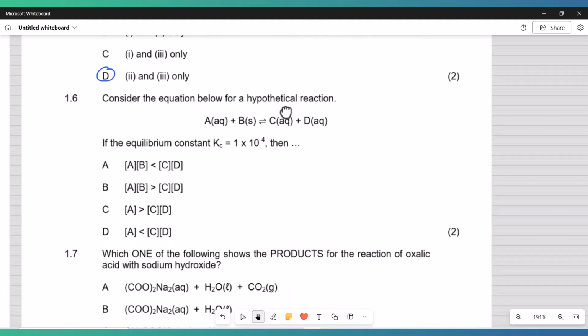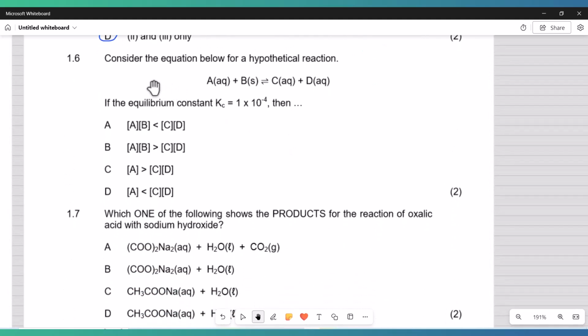Let us proceed here. 1.6. They say that consider the equation below for a hypothetical reaction. Okay, means it's theoretical. That is A aqueous plus B solid to give us C aqueous plus D aqueous. They say if the equilibrium constant Kc is 1 exponent negative 4, then this is what happens. So don't forget that in our Kc expressions, we don't include solids. Solids must be out, okay, in our Kc expression, which means anything containing B is not correct. We don't need to have B, so this must be out.